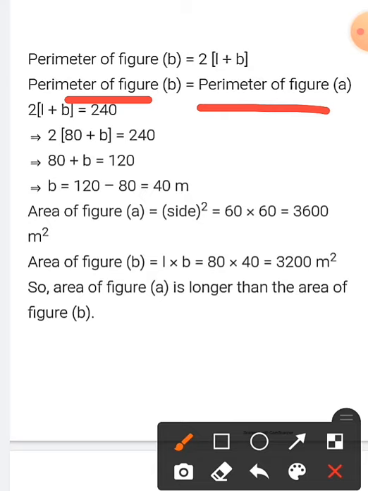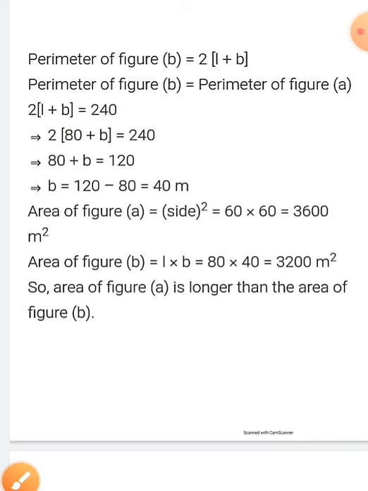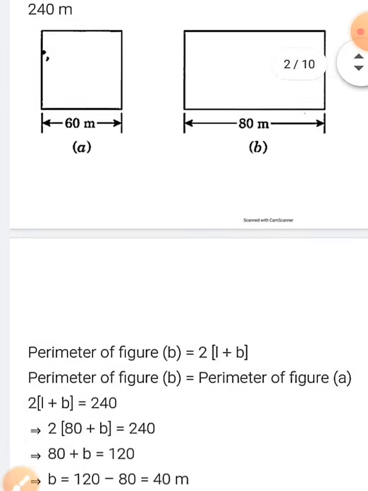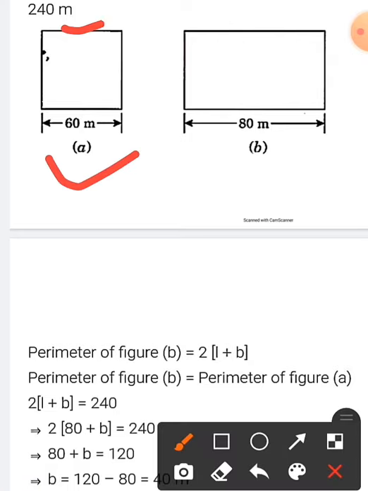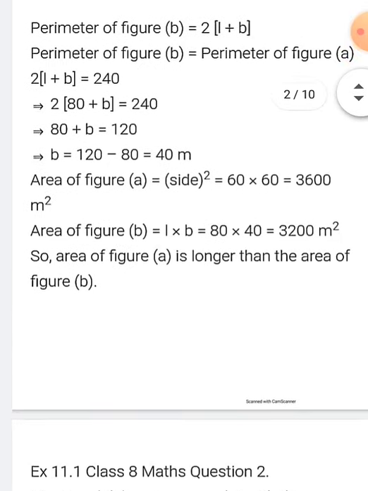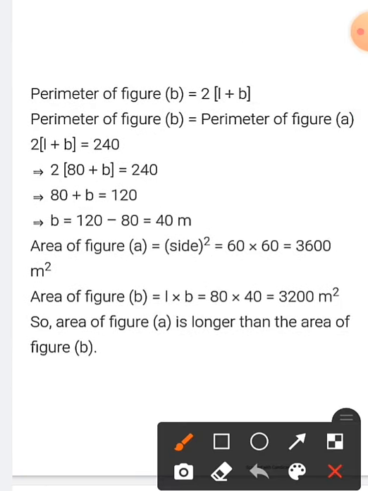So the perimeter of the rectangle, that is 2 into (L plus B), is equal to the perimeter of the square, and the perimeter of the square we have just now calculated, it is 240. The square's perimeter we calculated above, how much was it? This was 240 meters. So that we will keep. So now here we will get one equation with the help of this. So 2 times (length plus breadth) equal to 240.